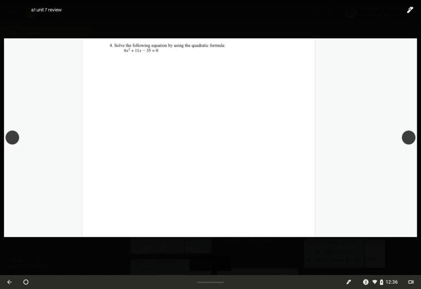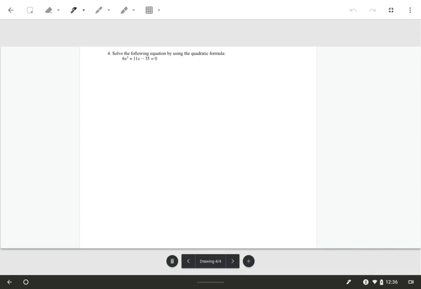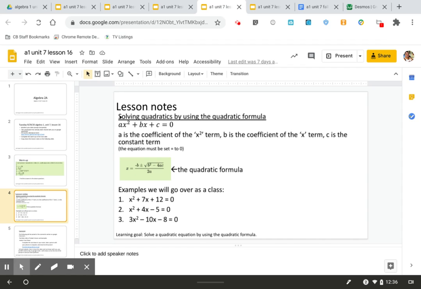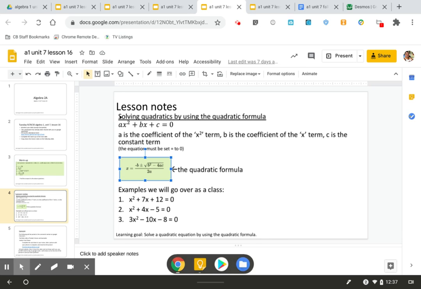Okay. Step number 4. Solve the following equation by using the quadratic formula. If you forgot, the quadratic formula is in lesson 16. That's the one in the picture in green there. That is the formula. Remember, A is the coefficient of the x squared term, B is the coefficient of the x term, and C is the constant term.